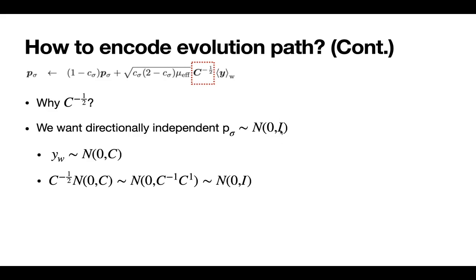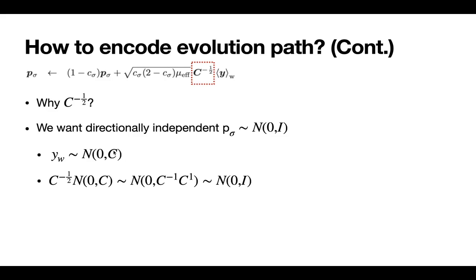And having this I matrix as the covariance means that if we want to sample a vector of a certain length from the standard normal distribution, it is equally likely that we get this vector along any direction. Therefore, we say the standard normal distribution has no directional bias, and therefore the length of the reference is directionally independent. However, the same cannot be said for the update vectors, which consist of the evolution path, because they come from the sum of sample vectors, which themselves are sampled from this distribution, with C as the covariance matrix.